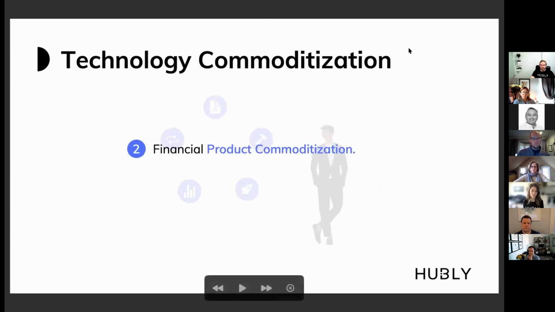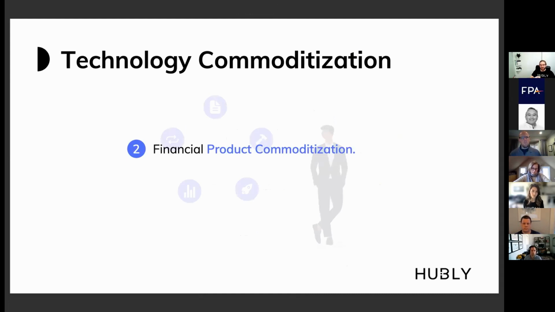The second trend in technology is what I refer to as product commoditization. There are now more financial products on the market than ever before, and consumers are getting bombarded with new products every single day. More and more companies are starting up and creating new products. And so as advisors, you can no longer differentiate yourself based on the products you sell to your customers.